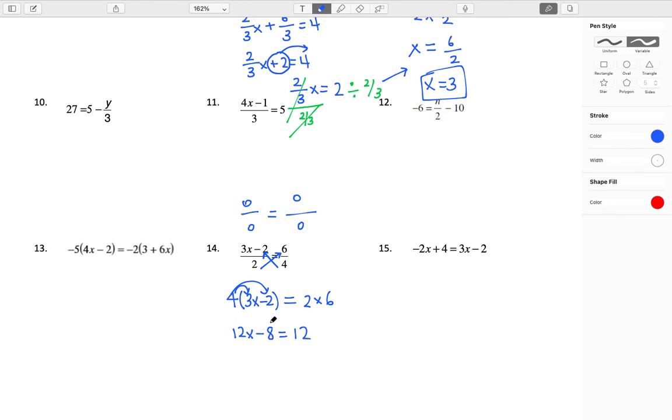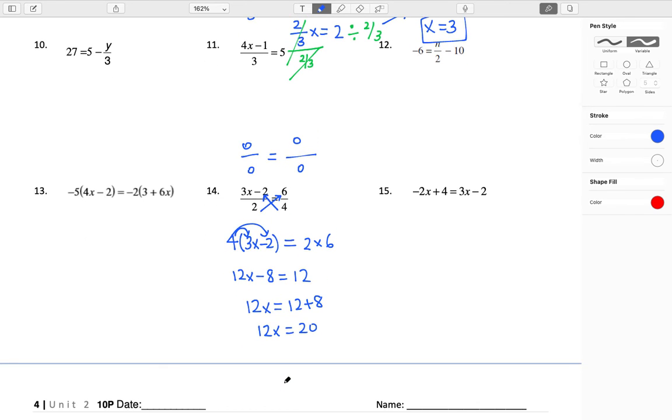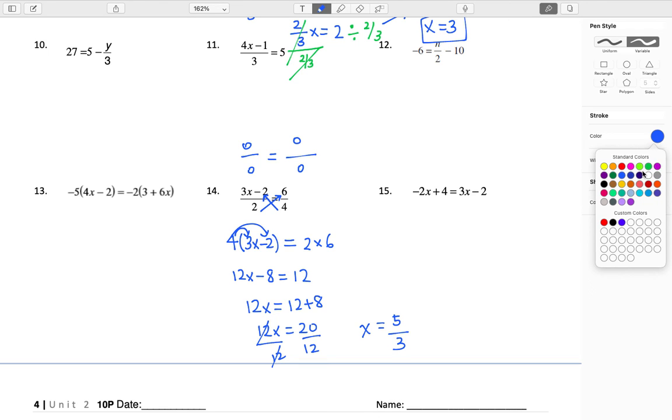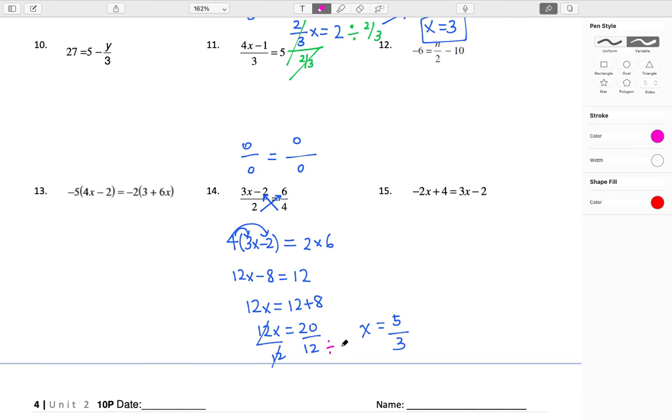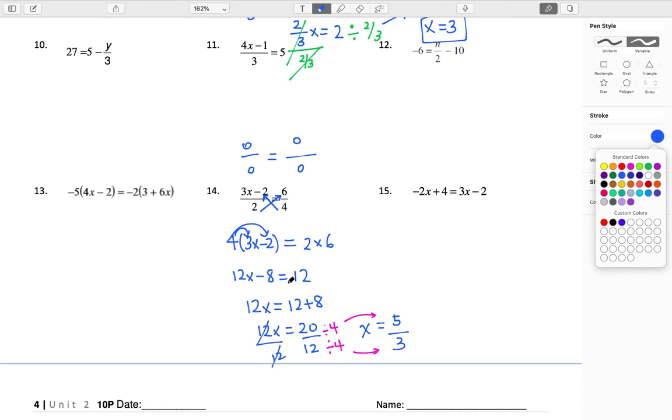Then I'm going to move negative 8 to the other side, so it's 12x equals 12 plus 8, which is 20. And you will notice that we are going to divide everything by 12. So when I simplify, it will become 5 over 3. The reason why is because I can divide both sides by 4 and 4. So I can simplify it to look like that. Okay, so you want to simplify your answer as much as possible. Okay, good.